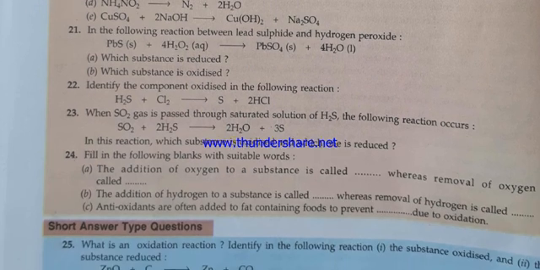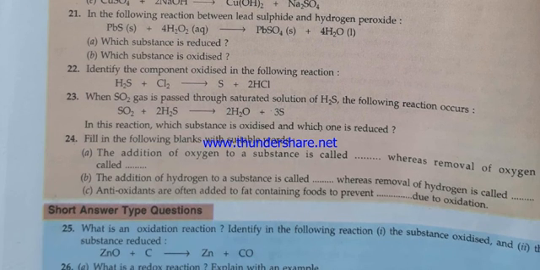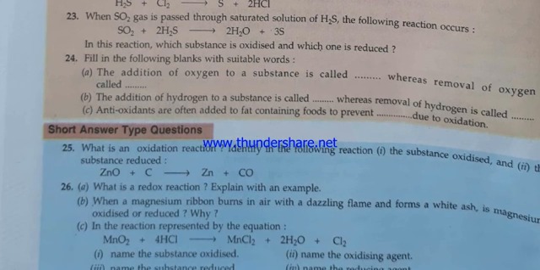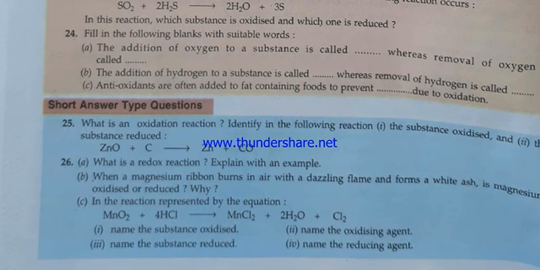Next is the fill in the blanks. The addition of oxygen to a substance is known as oxidation, and removal of oxygen is known as reduction. The addition of hydrogen is called reduction and removal of hydrogen is called oxidation. Antioxidants are used to prevent rancidity. Rancidity is spoilage.